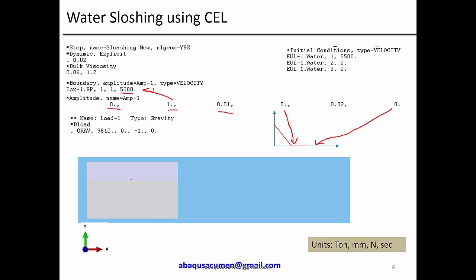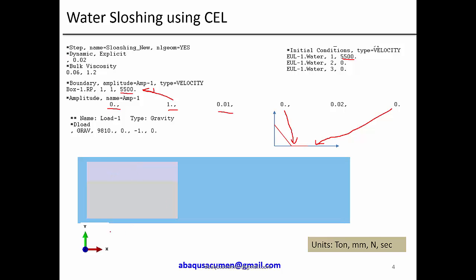Since this tank is mounted on a vehicle, the water will also get the velocity the vehicle is going at. The vehicle is going at 20 kilometers per hour. So for the Eulerian mesh we also have to put a 550 velocity along with the box deceleration.